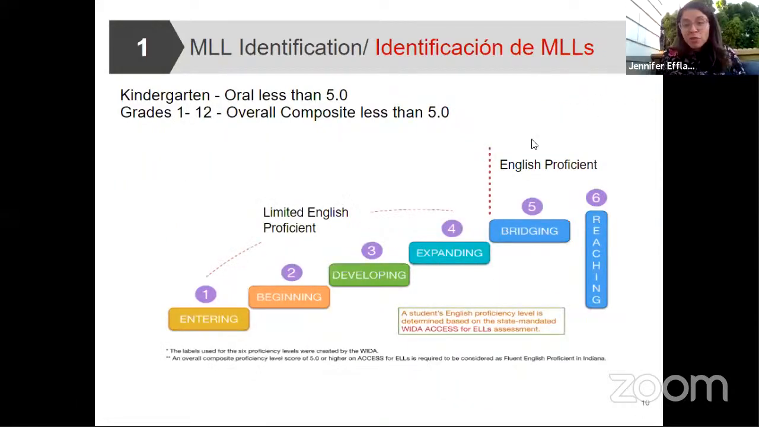Now, if your child received a score less than 5, then we identified your child as a student who's learning English in our district.